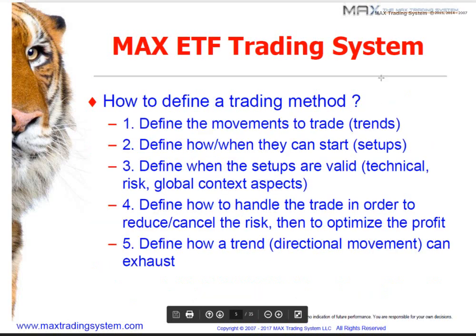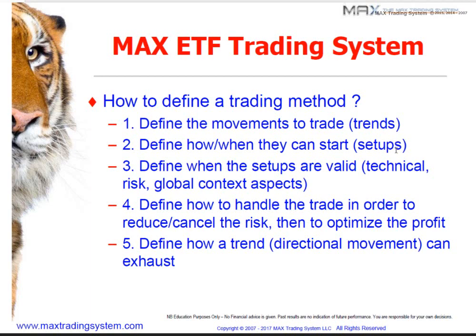So, in order to define a trading method, we want to go through several steps when we define the max. And this is something I have always found strange when I have studied in the past some other trading system. For example, I have never seen, or not very often, the definition of the movement that trading system was claiming to trade. For me, it makes sense to define the movements we want to trade. How do we define trends? If our max trading system is supposed to trade trends, what do we call a trend?